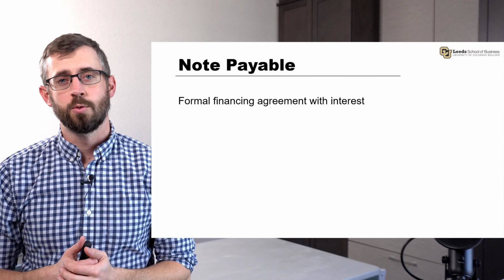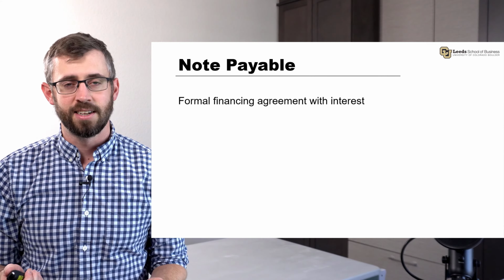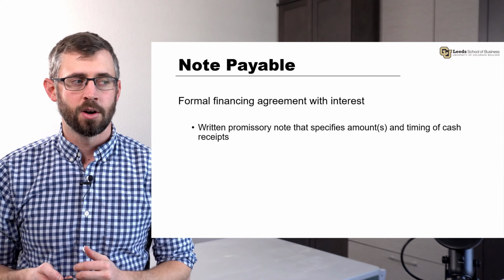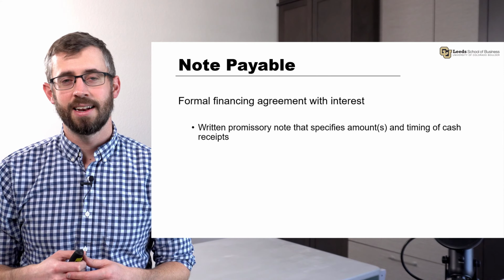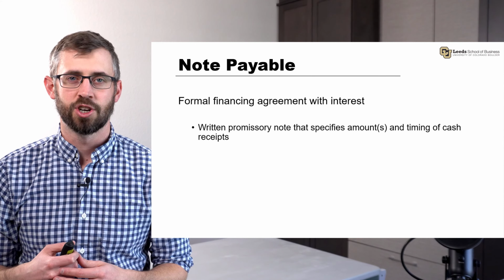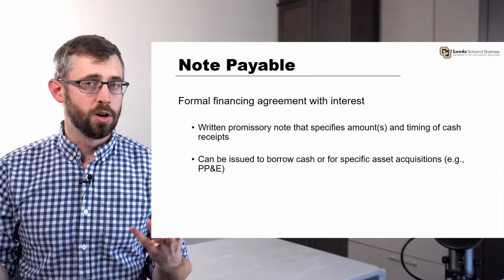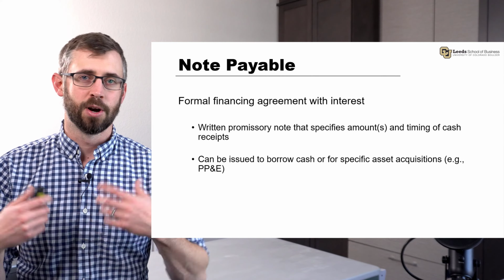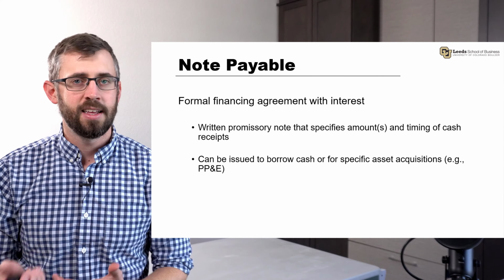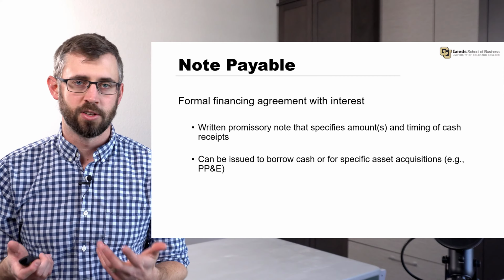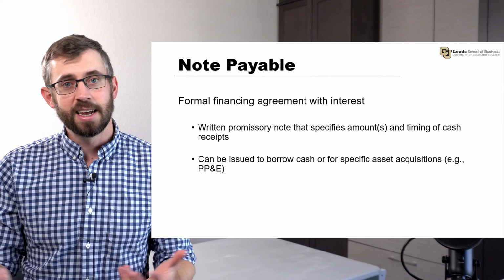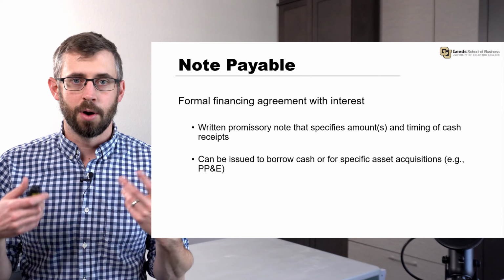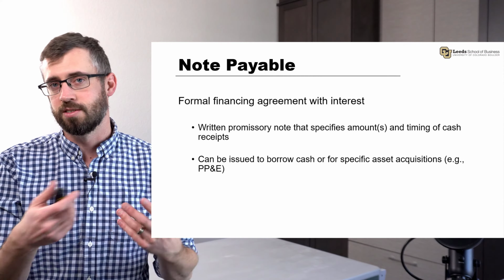So in this video, we're going to start with notes, and notes are a formal financing agreement. So we have a written agreement here that is going to charge interest on the borrower. So this is a written promissory note that specifies the amount and timings of future cash flows. It can be issued to borrow cash if that's what you need, or it could be issued for specific transactions. If you purchase a building or a piece of PP&E that's especially expensive, you could write up a promissory note for this. In terms of what you might get into in a few years, think of mortgages, right? You're taking a promissory note and borrowing money today to fund a specific purchase of a house.